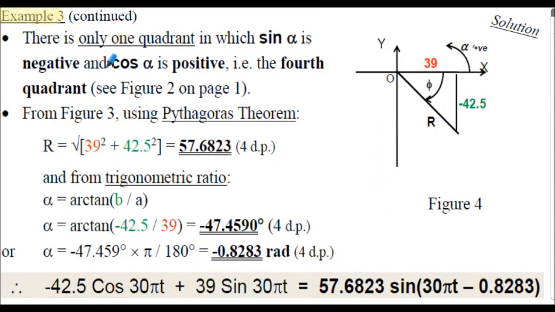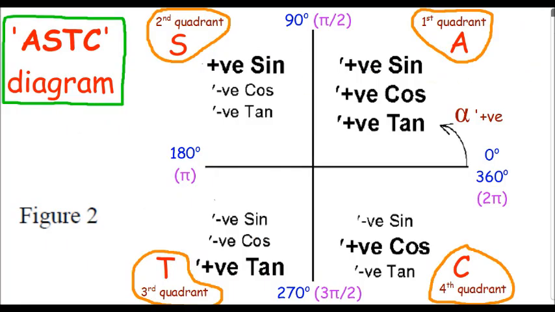Example 3, solution continued. Now noting from the previous slide, we have a negative sine ratio here and a positive cos ratio. From figure 2 of our notes, shown here in the ASTC diagram, a positive cos and a negative sine ratio occurs in what is termed the fourth quadrant. So our phasor will be at some orientation here, where alpha will be negative, measured in this sense.